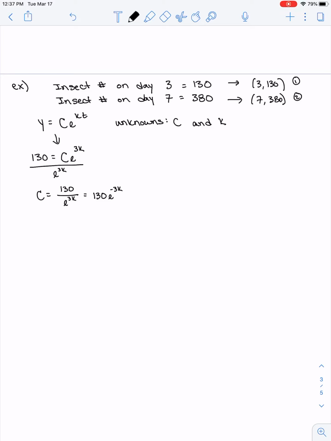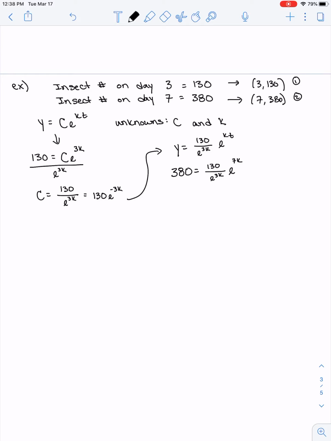I'm going to just rewrite that because I don't like the way it looks. Okay, so now let's plug this in to our equation and plug in our other point. So if we know that y is equal to 130 over e to the 3k times e to the kt, and we're going to plug in our second point, so we know that this is 380 is equal to 130 over e to the 3k times e to the 7k.